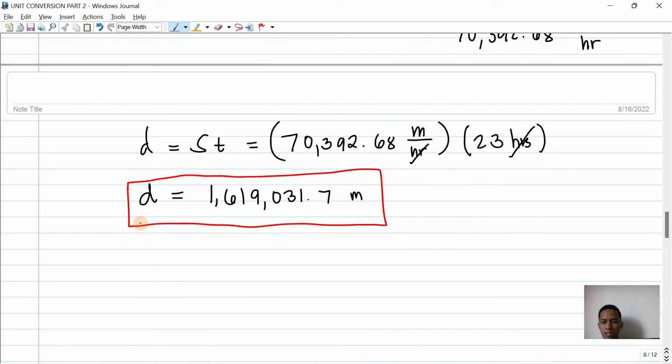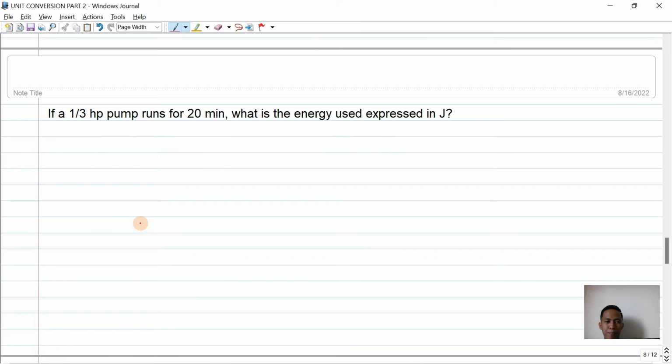Okay, so let's proceed guys sa ating next problem. So if a 1/3 horsepower pump runs for 20 minutes, what is the energy used expressed in joules? Okay, so yung J guys, it means that it is joule. So joule is a unit of work or energy. Okay, so yung power natin is in terms of HP or horsepower.